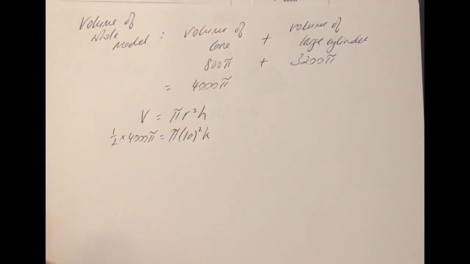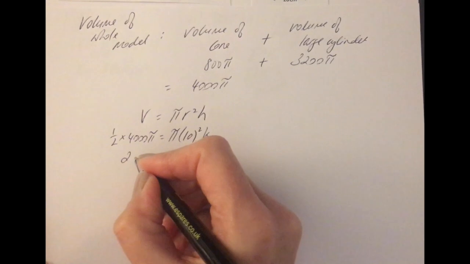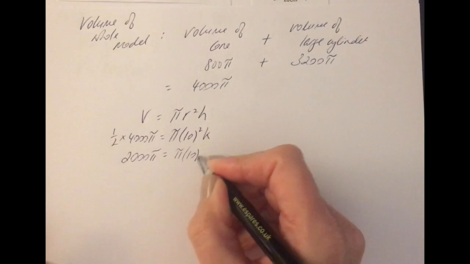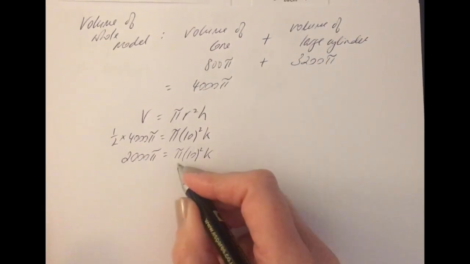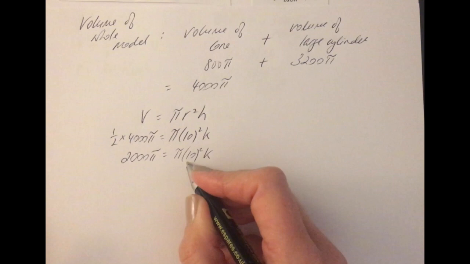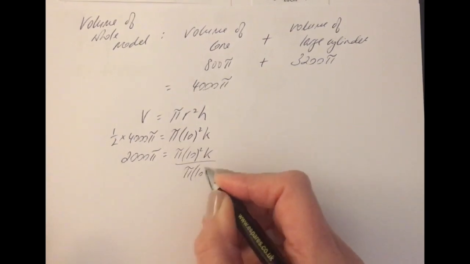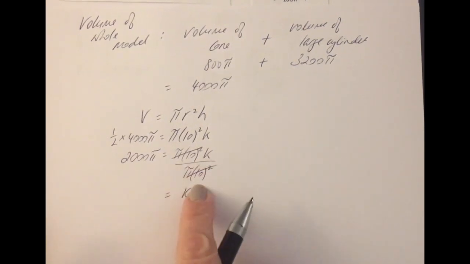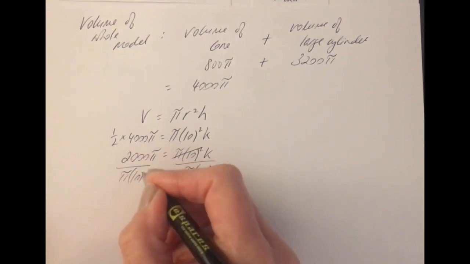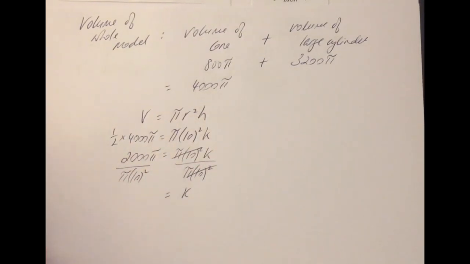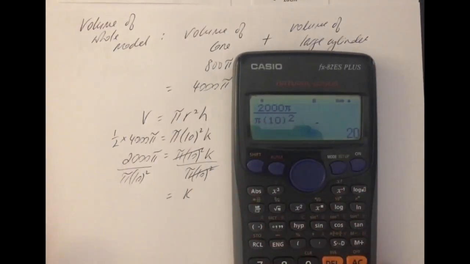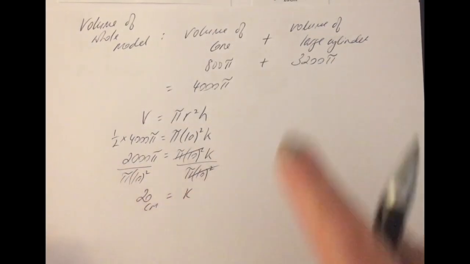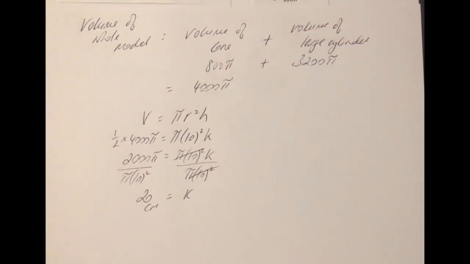So now to get K on its own, well, evaluating the left hand side a little bit, a half of 4,000 pi is 2,000 pi. And on the right hand side, I want K on its own, obviously. So in order to get K on its own, I'm going to get rid of the pi and the brackets 10 squared. So divide that side by it, and that will get rid of that and give me the K on its own, which is what I want. If I divide the right hand side by that, I have to divide the left hand side by that. And of course, if I do this on the calculator, typing it in exactly like that, I get 20. So 20 therefore is the height of that bottom cylinder, and hence the value of K.